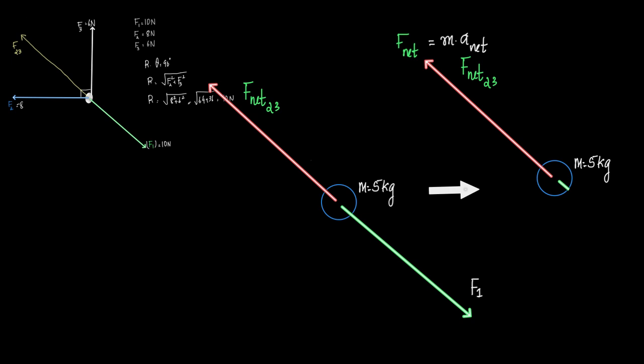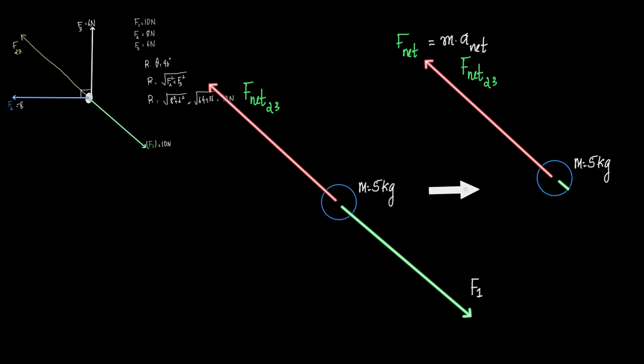This diagram makes more sense. So now we can replace F2 and F3 by the resultant of these, which I have written here as F23. So instead of having F1, F2 and F3, we only have two forces: the resultant of F2 and F3, which is F23 or F net, and F1. This means this 5 kilogram body is now experiencing only two forces, F net of 23 and F1.